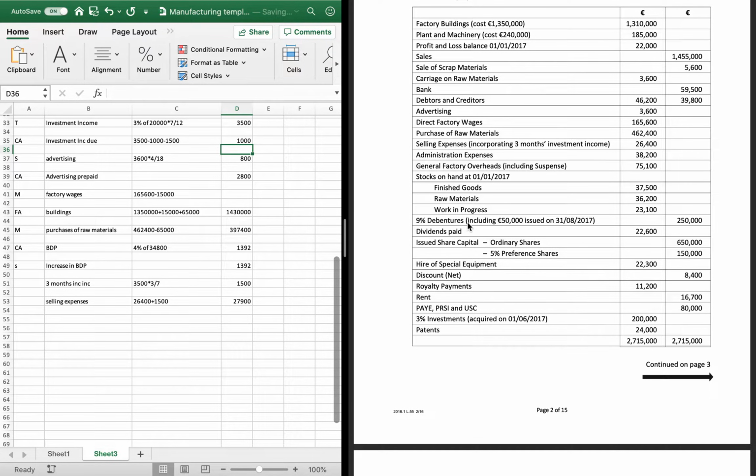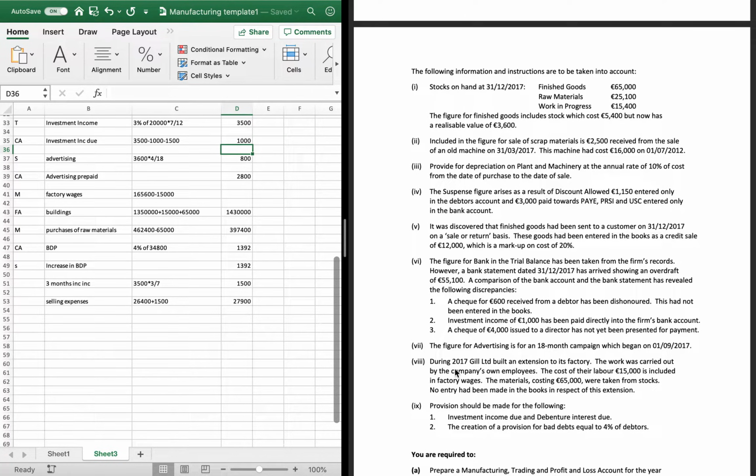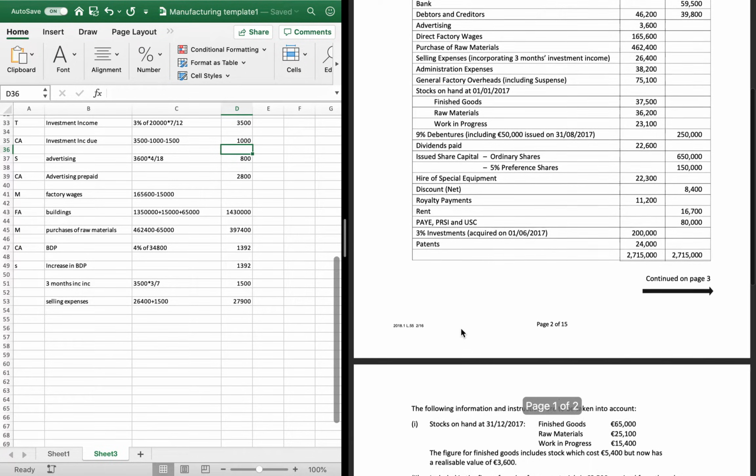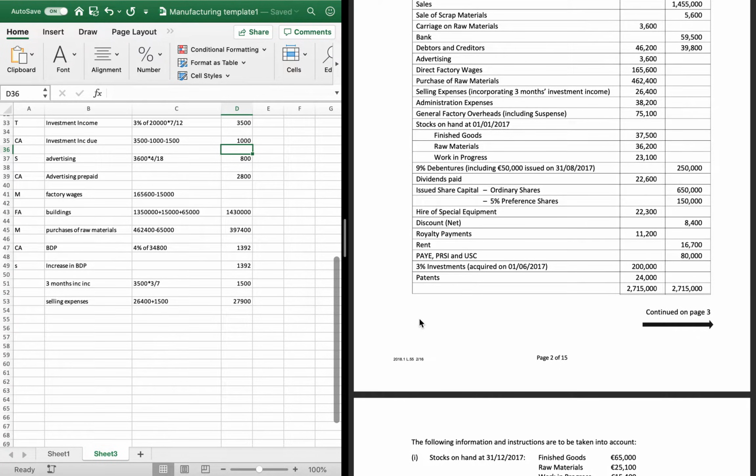Now look at this, 9% debentures, including 50,000 issued on the 31st of the 8th. I don't think it told me to work out mortgage interest, did it? It didn't, but what we'll do is we'll work out mortgage interest there, and we'll work out any mortgage interest due, of course. Mortgage interest is 9% of 250,000, or rather 9% of 200,000, because of this 50,000 increase on the 31st of the 8th.